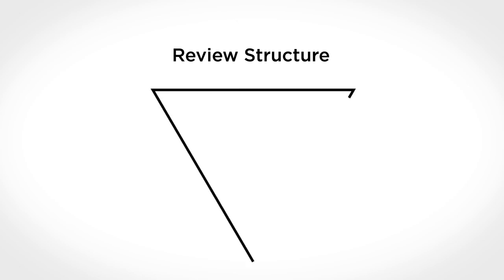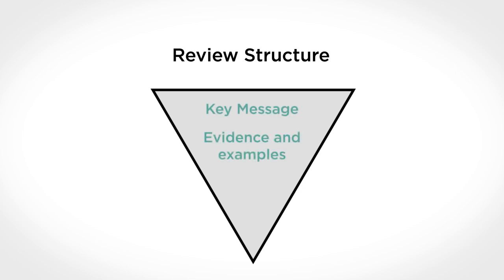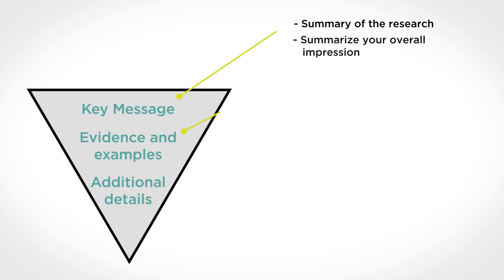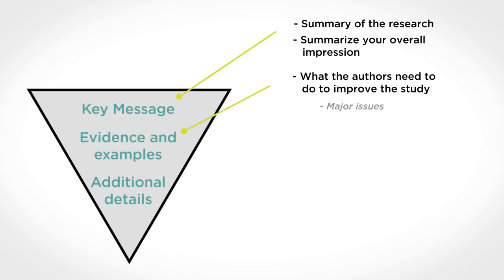Use an outline to keep your comments organized and easy to read. Think about your report like an upside-down triangle, with the key message at the top followed by evidence and examples, then additional details at the bottom. Start by summarizing the research in your own words and stating your overall impressions. In the middle section, tell the authors what they need to do to improve the manuscript. Divide this section into major issues and minor issues.